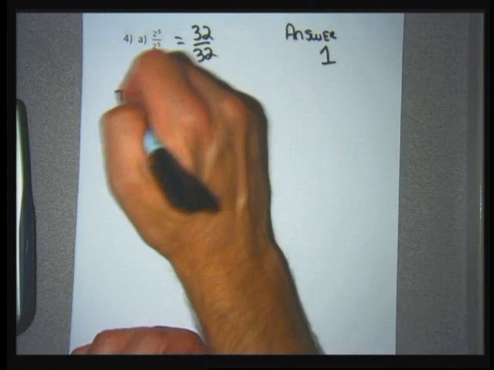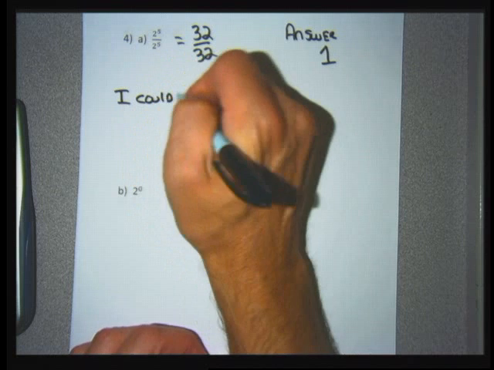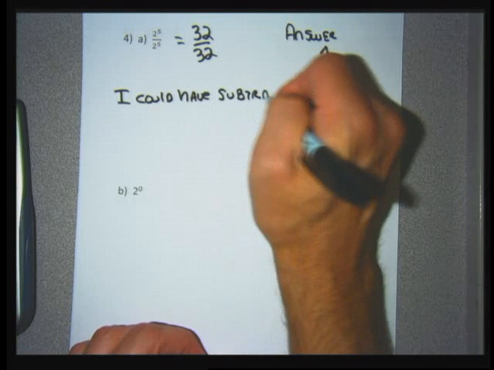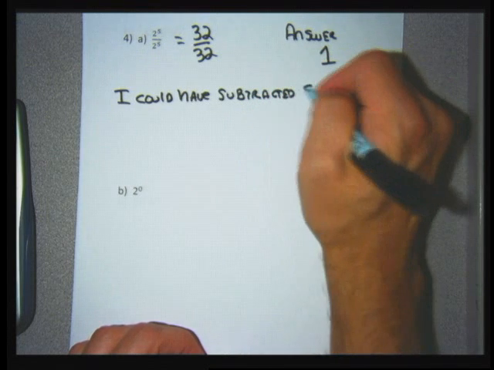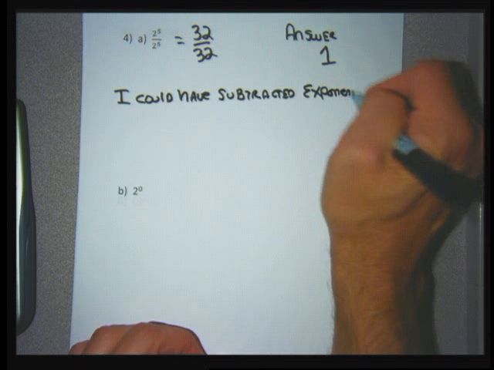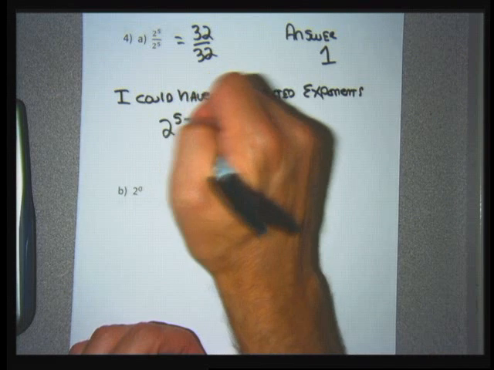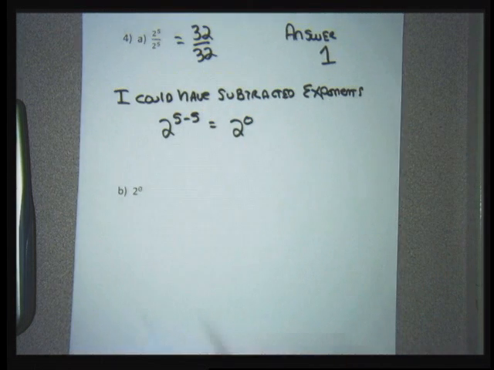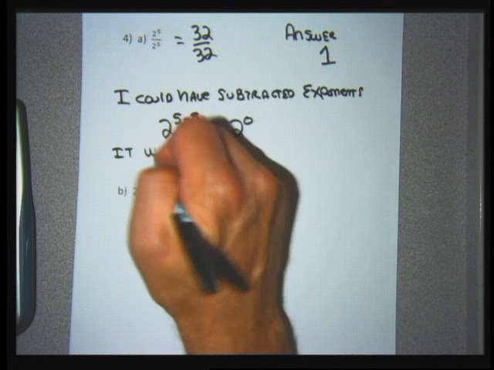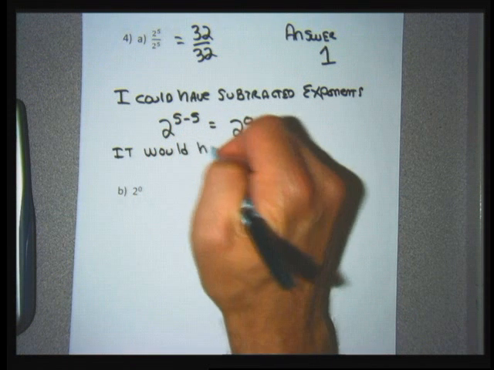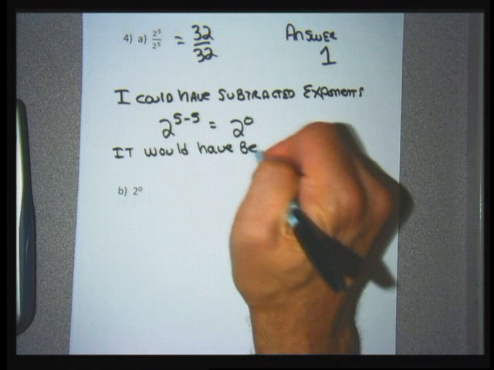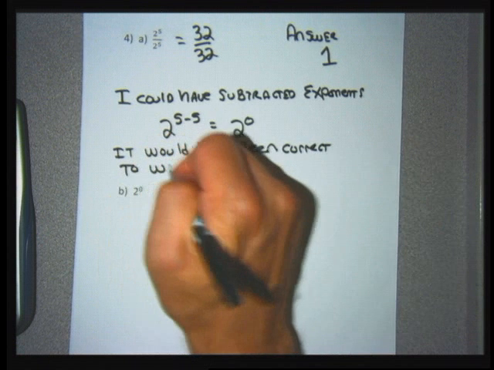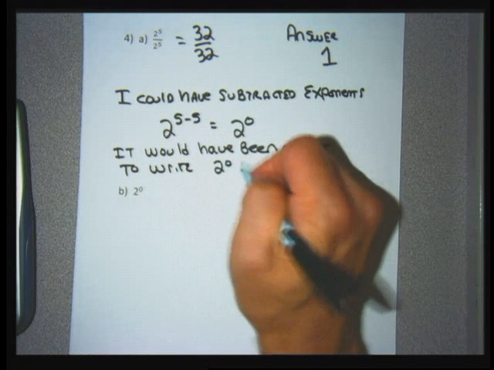But I could have subtracted the exponents, because this problem is set up so that I'm dividing terms with the same base. And one way to simplify when you're dividing terms with the same base is to subtract the exponents. Had I subtracted the exponents, I would have gotten 2 to the 0. So it would have been correct, but not the best answer to write 2 to the 0 for my answer.